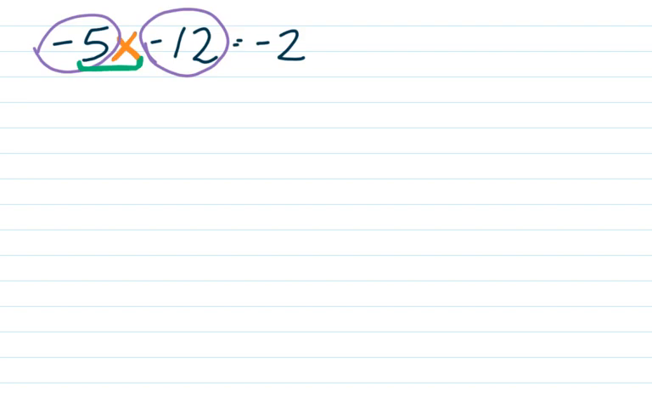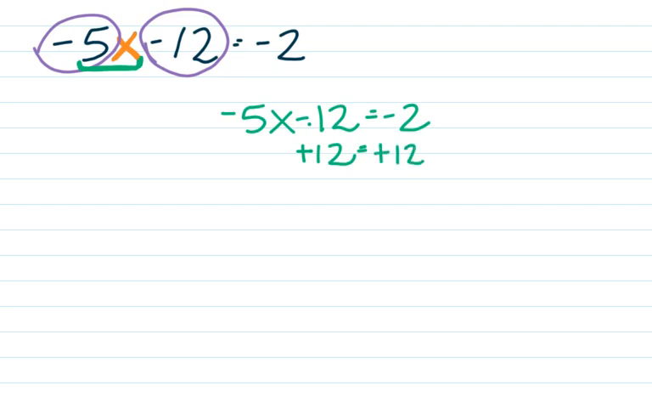Okay, let me rewrite it so it's neat. So I have a negative 12. So to get rid of it, I do the opposite. The opposite of a negative 12 is a positive 12. So remember, with addition and subtraction, you are doing the opposite sign. If I add 12 to one side, I have to add it to the other side.